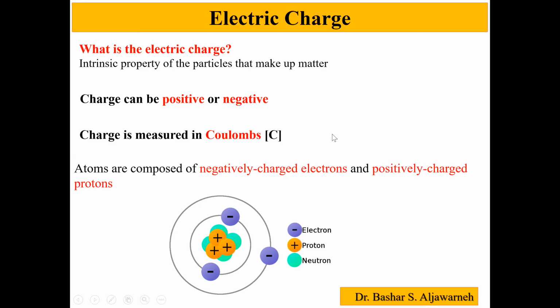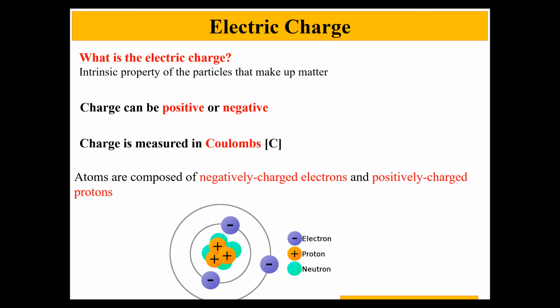As a conclusion, we can say the electric charge is the property of subatomic particles that causes it to experience a force when placed in an electromagnetic field. And here I have to say that the electromagnetic field is a combination of electric and magnetic field.